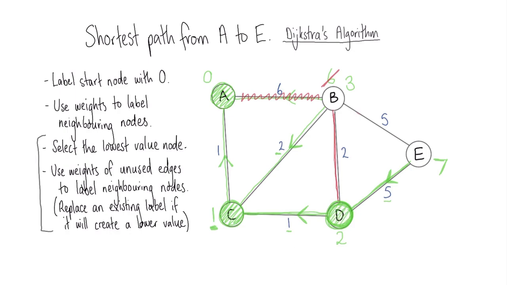And again, select the lowest value node. I've got 3 at B, and I've just got one edge to check here. I can see the 3, and if I add on 5, I would get 8. That's not smaller than 7, so I'm not going to worry about that 8. And I'm going to draw that edge in red. There are no more edges coming out of B, so that one is done. My lowest value node, well, there's only one left now, and that is 7 at E.